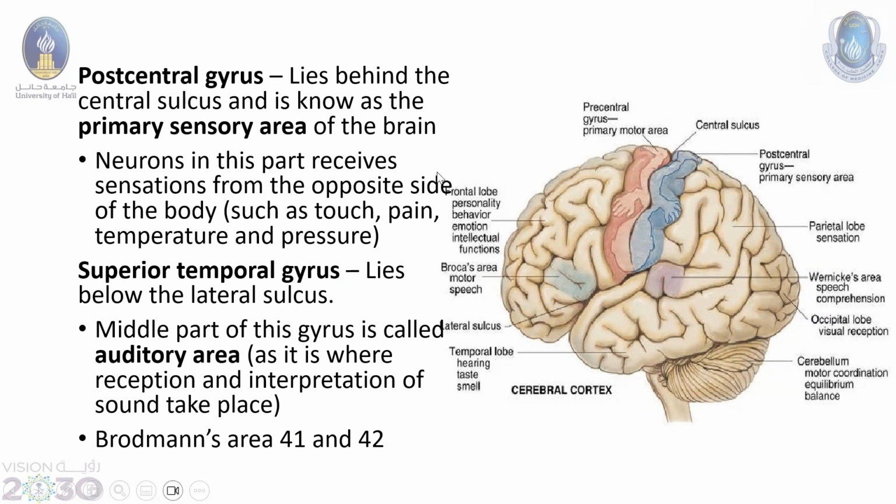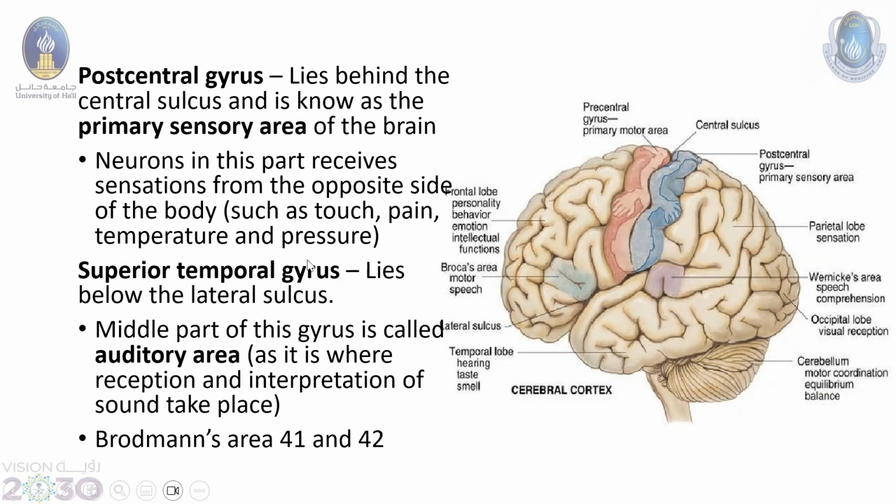Neurons in this part receive sensation from the opposite side of the body, such as touch, pain, temperature, and pressure. Because it is sensory, the different parts of the body send sensation here, and this is the representation of the body. Again, it is from the opposite side, because there is a decussation of the fibers, especially in the medulla oblongata. This is the left side of the brain, so it will be receiving sensation from the right side of the body, especially touch, pain, temperature, and pressure. This is the postcentral gyrus. This is the precentral gyrus, which is the primary motor area. This is the postcentral gyrus, which is the primary sensory area.